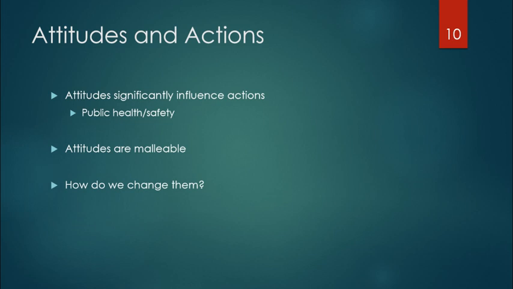Now remember, attitudes are malleable, they are changeable. The big question here, and this is something that a lot of social psychologists put a lot of effort into, is answering this one question: how do we change them? How do we change attitudes? We know they're changeable. We know that they significantly influence our actions. So, how do we change attitudes? How do we make people think that smoking is bad?